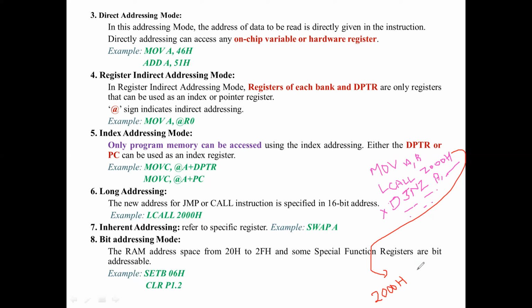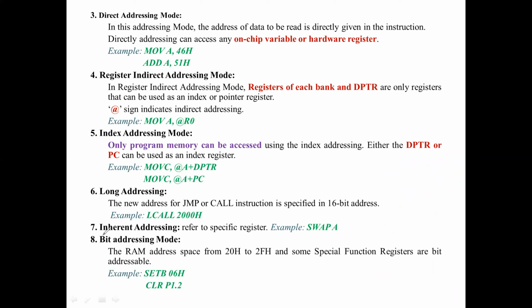Suppose my subroutine starts here, something like MOV R1, A. So like that, the instructions will start. A subroutine will always end with a return. That is the return function. After executing that, the control will automatically jump from here back to here. This is the way a subroutine is executed.